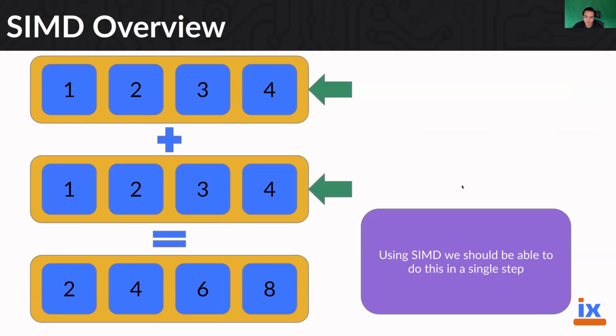However, with SIMD, we can take the 4 values in one, the 4 values in the other, and sum them up in a single step. This means that instead of having to iterate over the 4 values, we can just sum them up, and it would immediately give us the result we need.